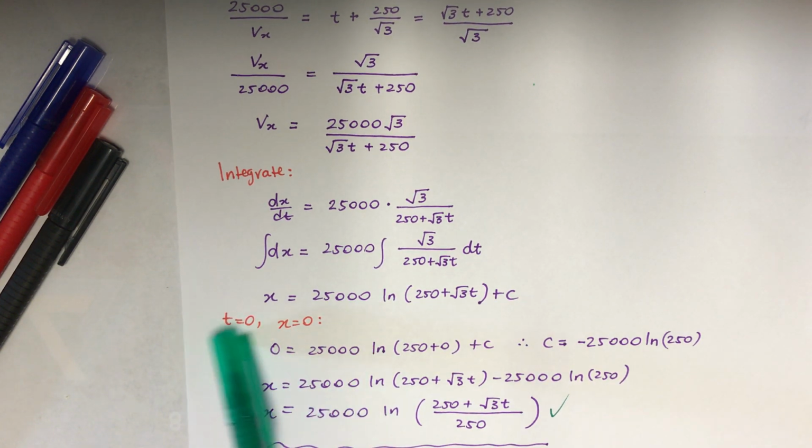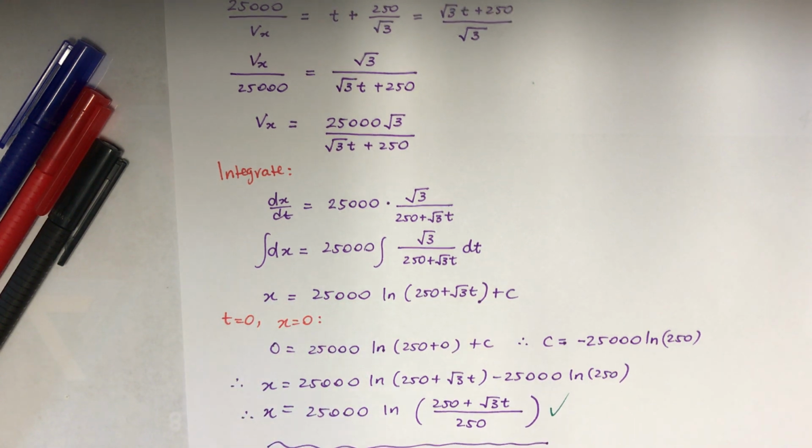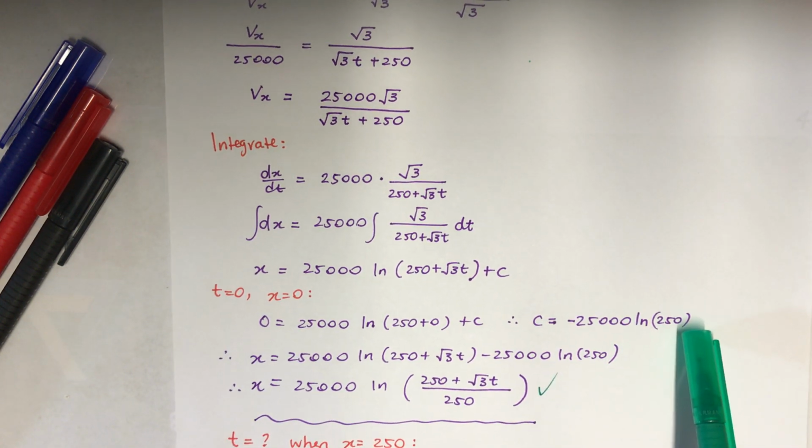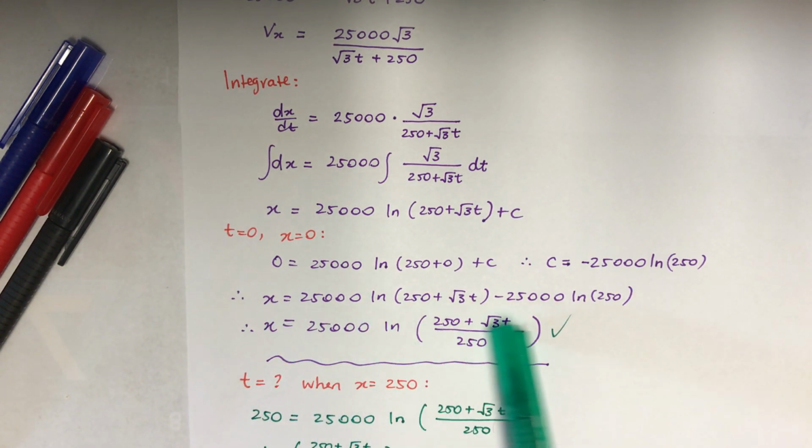And of course, my initial condition is x is 0 when t is 0, and I'll get the constant. I'll put it back into the constant and tighten it up a little bit because it's got ln. All right, so that's the question.